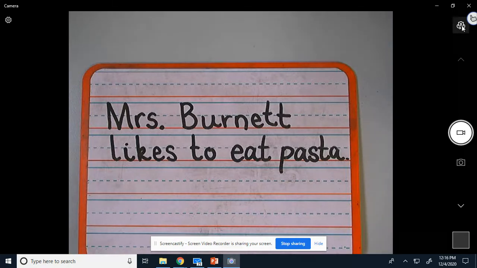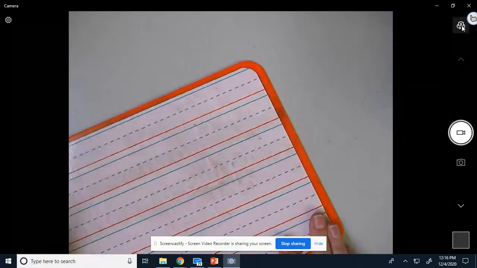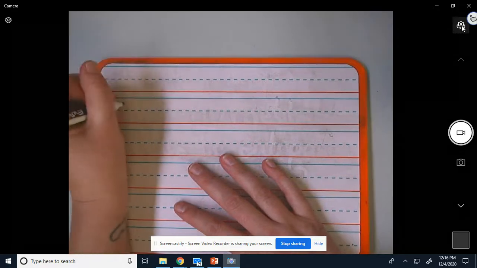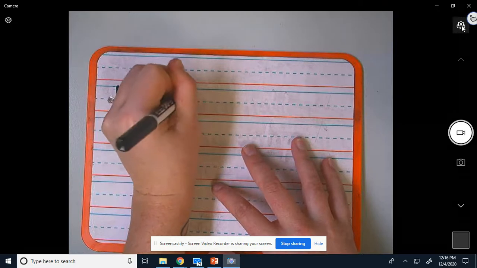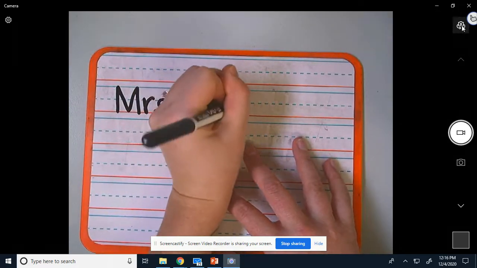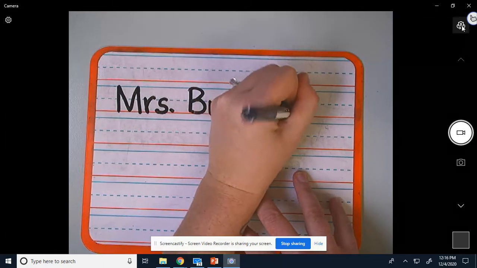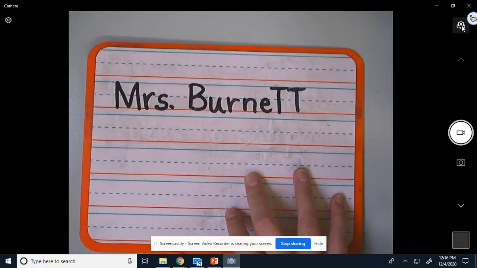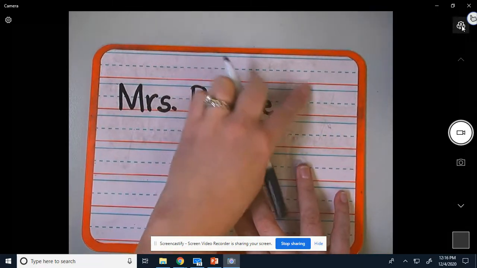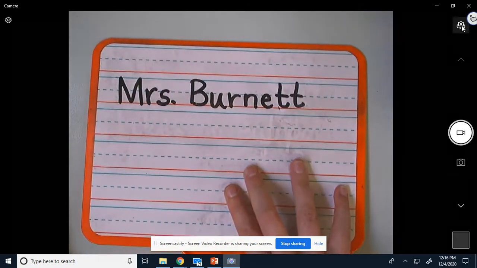I'm going to show you what I've been seeing when you write your sentences. I'm going to write the same sentence, and I'm going to show you what it looks like when you write it. Some of you are writing like that. That is an uppercase T, right? We need to have lowercase, which goes right at the line, right at that middle line.